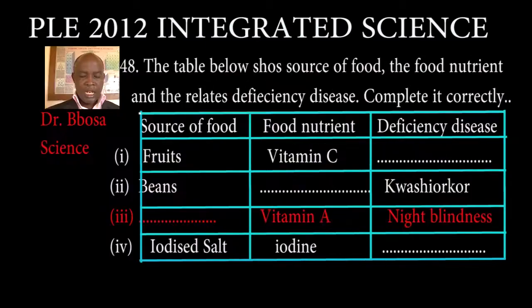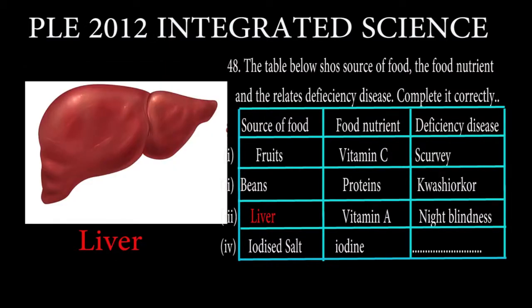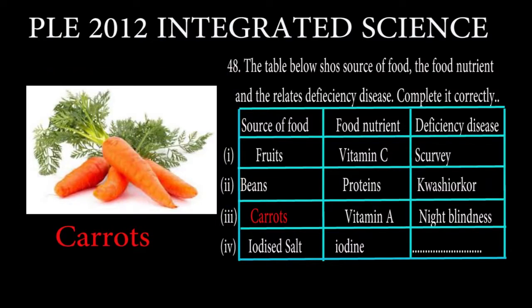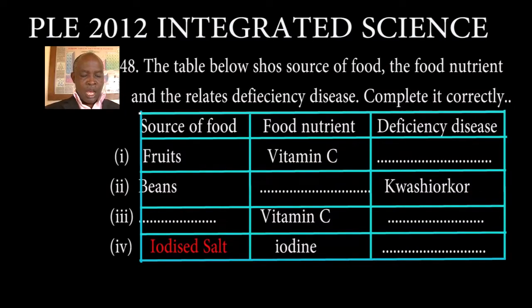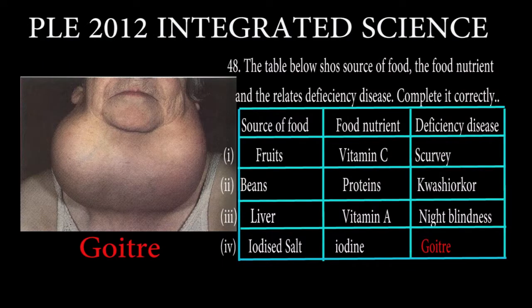C. Dash, vitamin A, night blindness. The gap is filled with fish, liver, eggs, or carrots. Carrots contain vitamin A. Lack of vitamin A causes night blindness. Iodized salt contains iodine, and lack of iodine causes goiter.